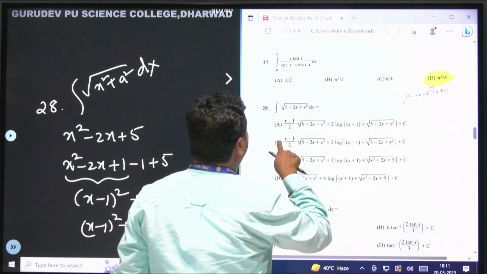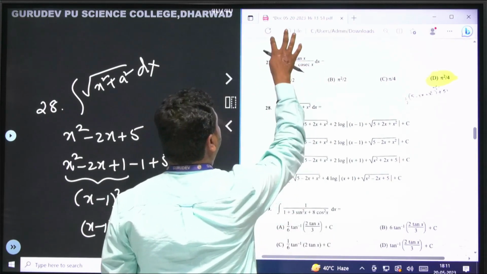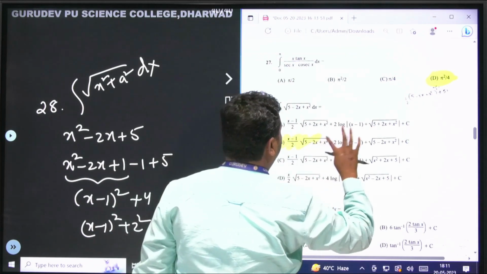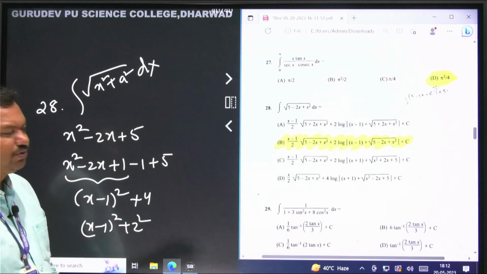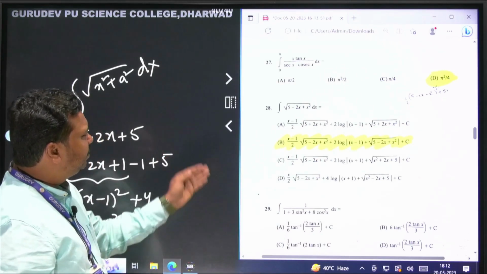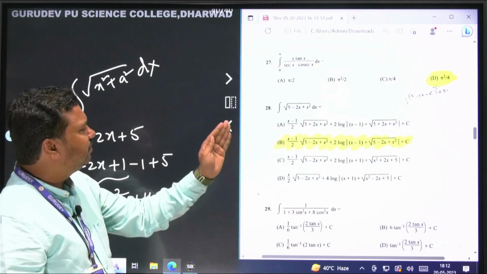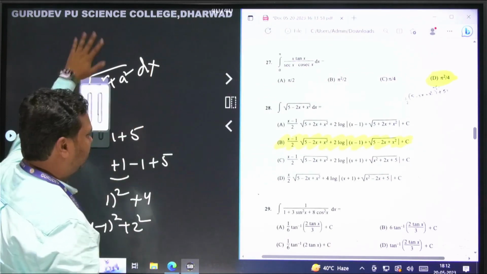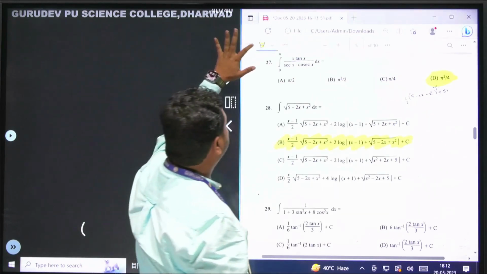Okay, so I have tried my best to choose the answers in the shortest way. Right, correct me if I'm wrong, because I just tried my best to give you the best answer in the shortest time. So I'll go with option B, x by 2 into root of x² plus a² plus 2 times of log of x plus root of x² plus a² plus c. Done. So kindly verify. Okay, then I'll go for the 29th question.